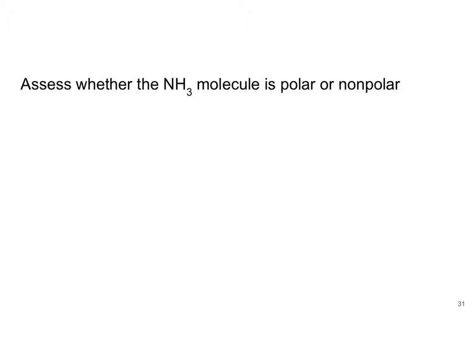So we're going to assess whether NH3, which is the ammonia molecule, is polar or nonpolar. So the first thing that I recommend that we do is we draw the structure. So I have 1 nitrogen times 5 valence electrons, which will give me 5 valence electrons. I have 3 hydrogens times 1 valence electron, which will give me 3 valence electrons, and I'm going to add them up and find out that I have a grand total of 8 valence electrons.